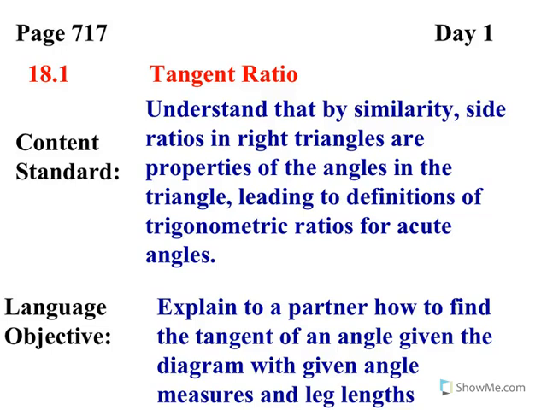Module 18.1, Day 1, Tangent Ratio. Content Standard: Understand that by similarity, side ratios in right triangles are properties of the angles in the triangle, leading to definitions of trigonometric ratios for acute angles. Language objective: Explain to a partner how to find the tangent of an angle given the diagram with the given angle measure and side lengths.